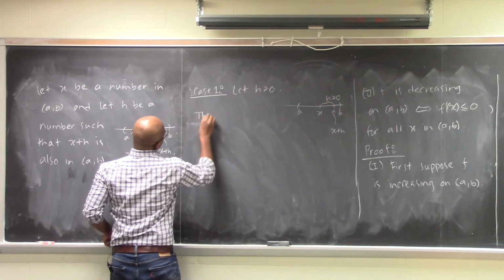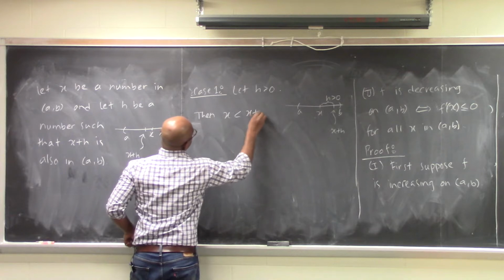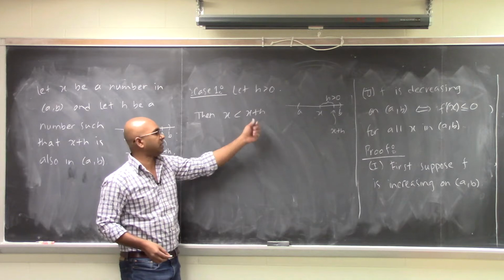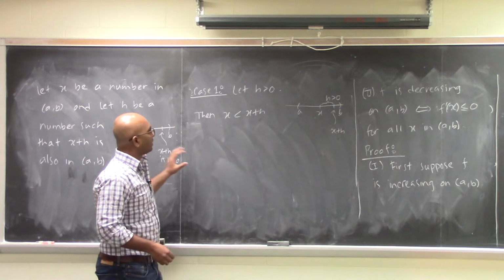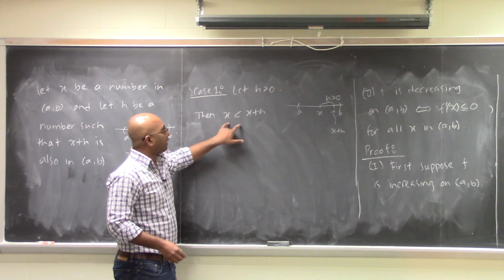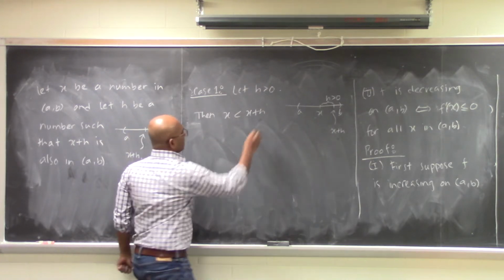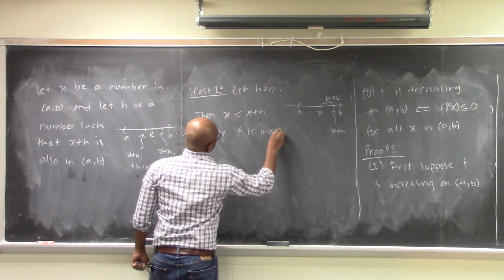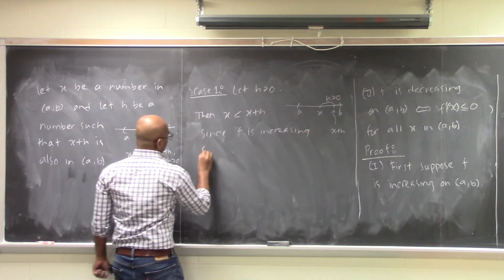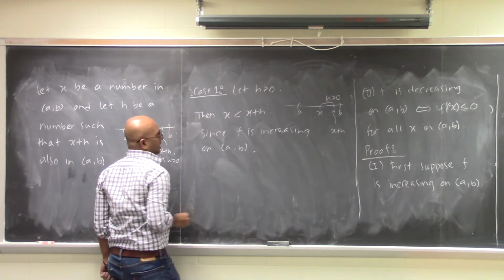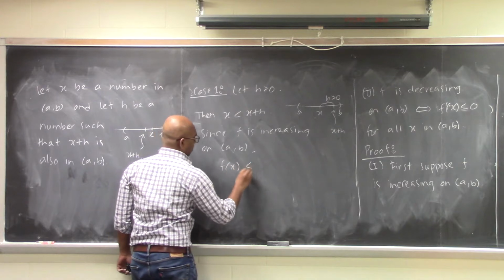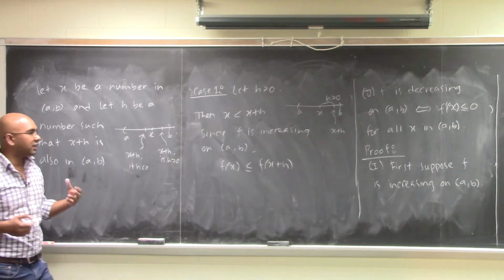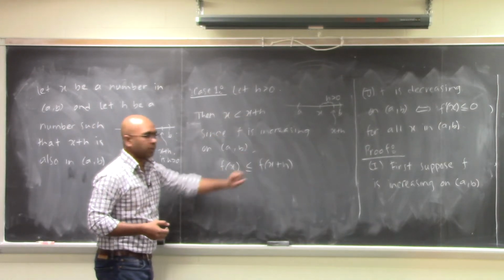Then x is less than x plus h, since h is positive. If you add some positive number, it gets bigger, right? It's that obvious. But now, since f is increasing, f will make bigger inputs into bigger outputs, right? Since f is increasing on AB, by definition, what will happen? f of x is going to be less or equal to f of x plus h, right? It is increasing, that means it will make bigger inputs to bigger outputs.